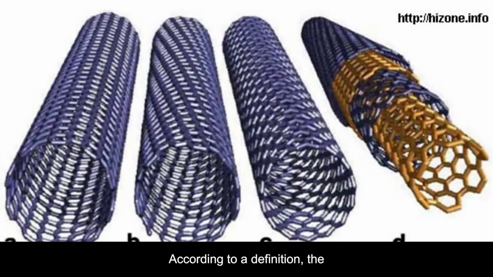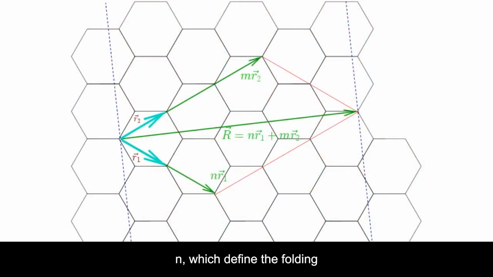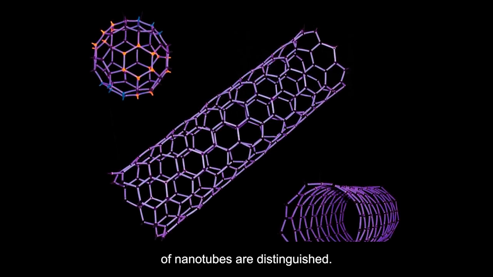According to a definition, the basic classification of nanotubes is carried out by the method of folding the graphite plane. This folding method is determined by two numbers, n and m, which define the folding direction relative to the translation vectors of the graphite lattice. This is illustrated in the picture. According to the values of parameters n and m, the following types of nanotubes are distinguished: direct nanotubes, armchair, where n equals m; zigzag, where m equals 0 or n equals 0; and helical, chiral nanotubes.